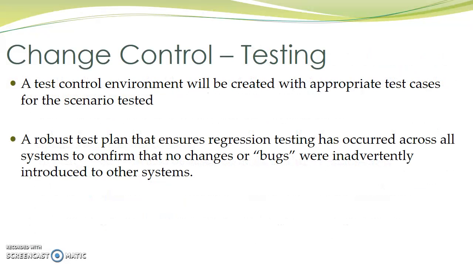Testing. A test control environment will be created with appropriate test cases for the scenario being analyzed. A robust test plan ensures regression testing has occurred across all systems to confirm that no changes or bugs were inadvertently introduced to other systems.